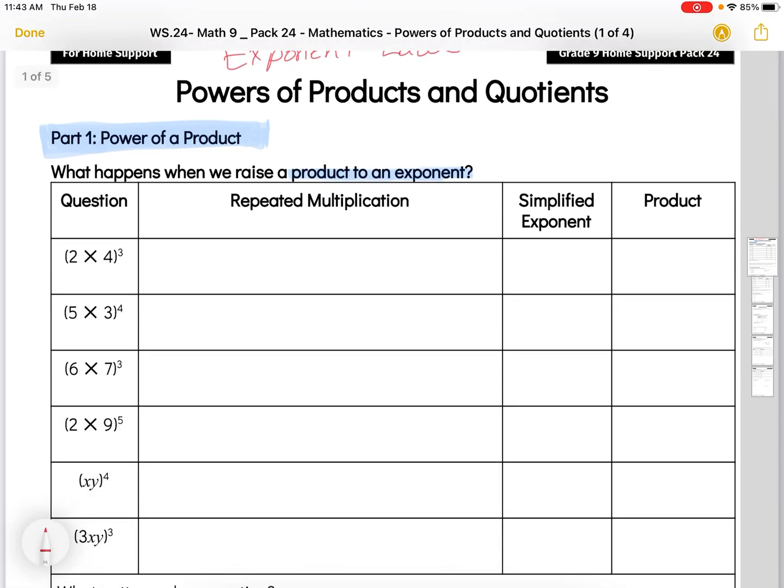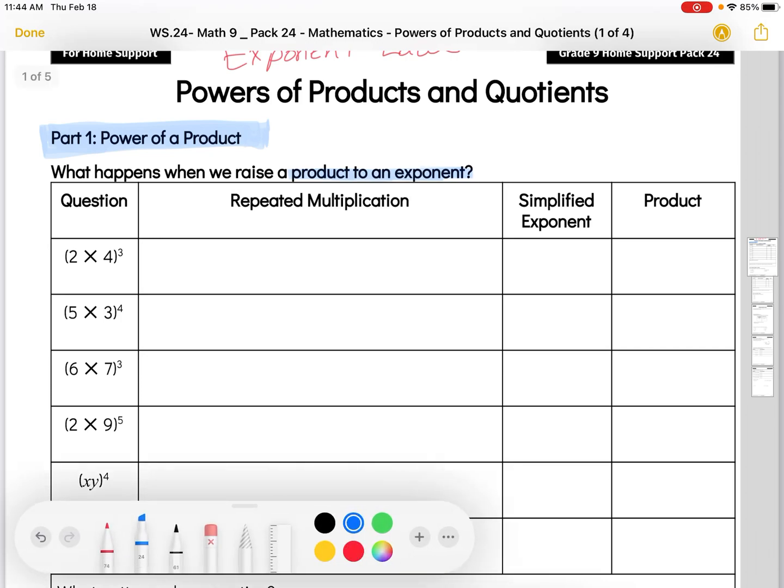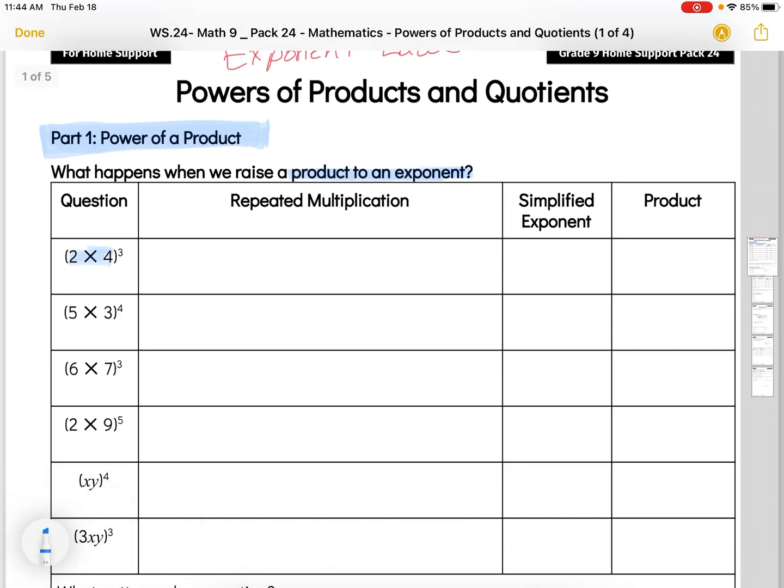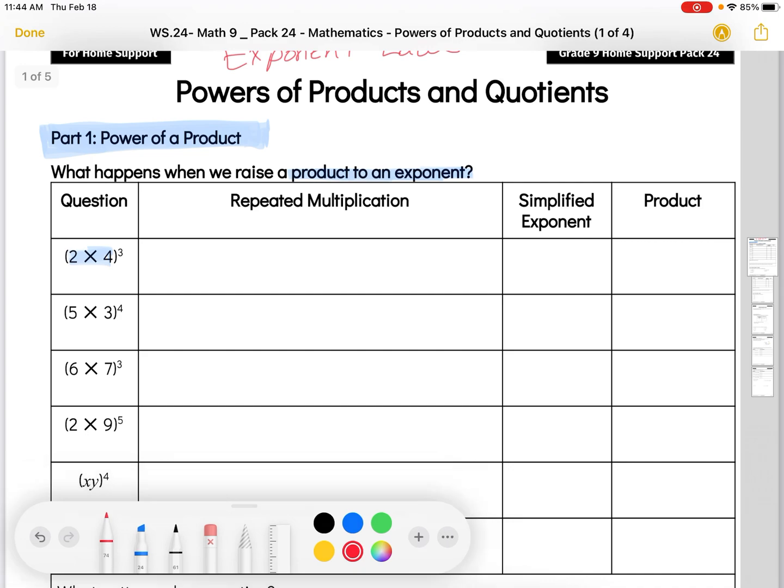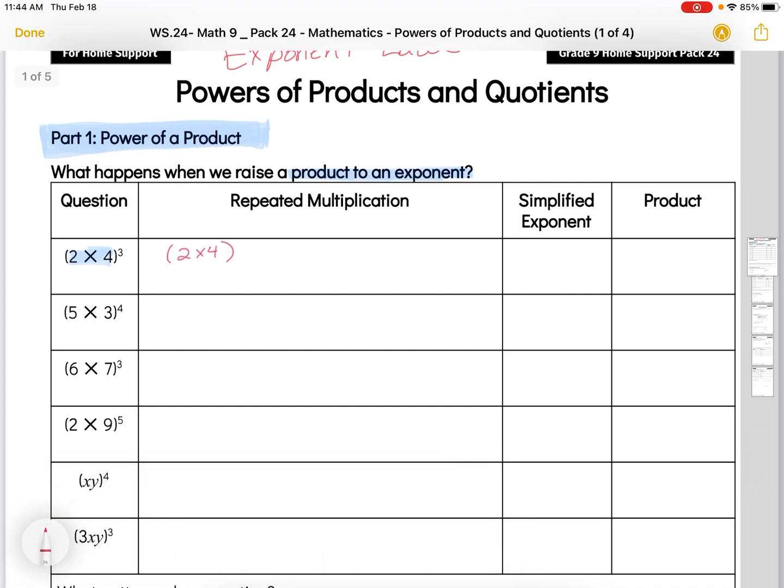So we're going to start by doing our repeated multiplication. Ideally in the class I would do one or two and then have you do the rest. So if you feel like after I've done two, pausing and then trying them on your own and then checking them, that's probably a good way. So if I do the repeated multiplication of this, it would look like 2 times 4 times 2 times 4 times 2 times 4.